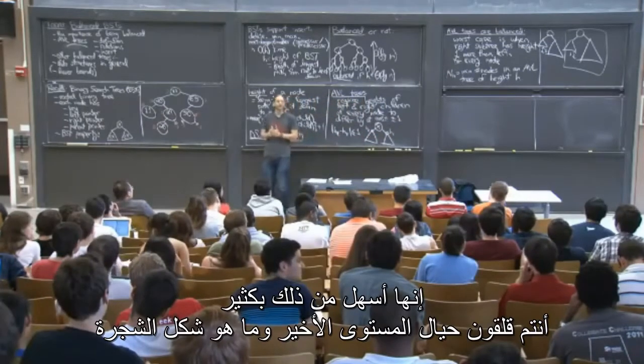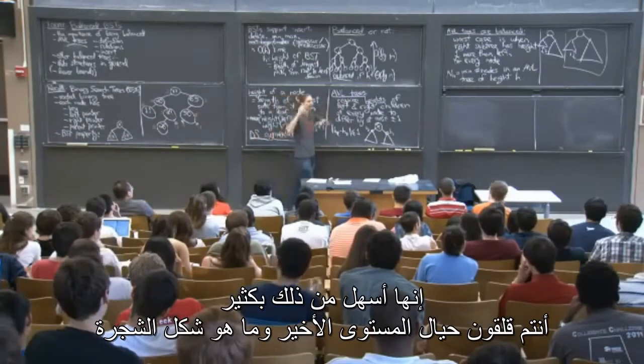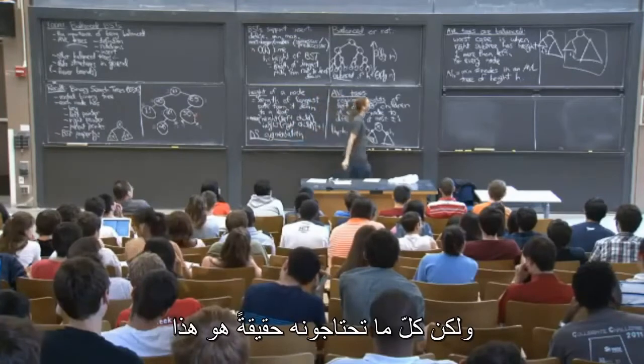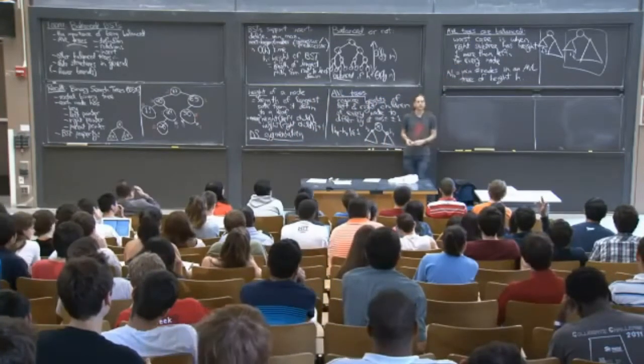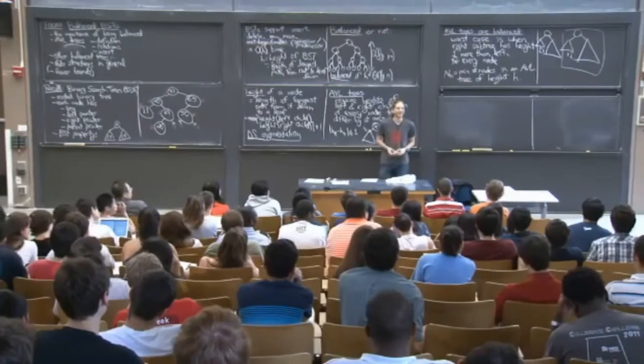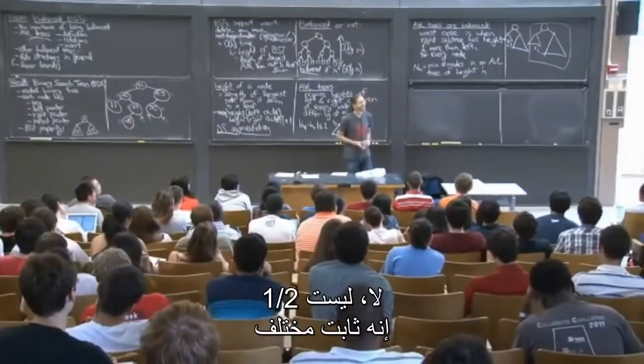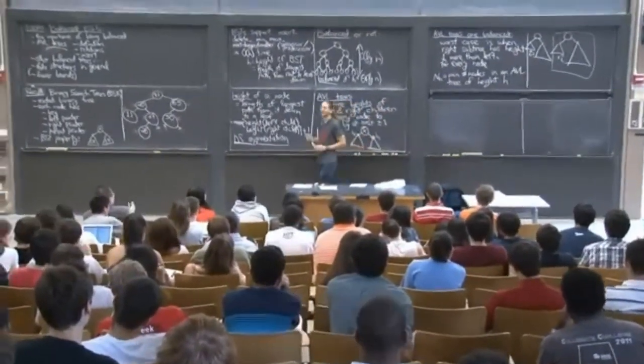It's a lot easier. You guys are worrying about the last level and actually what the tree looks like. But in fact, all you need is this. All you need is love. No, it's not a half. It's a different constant.